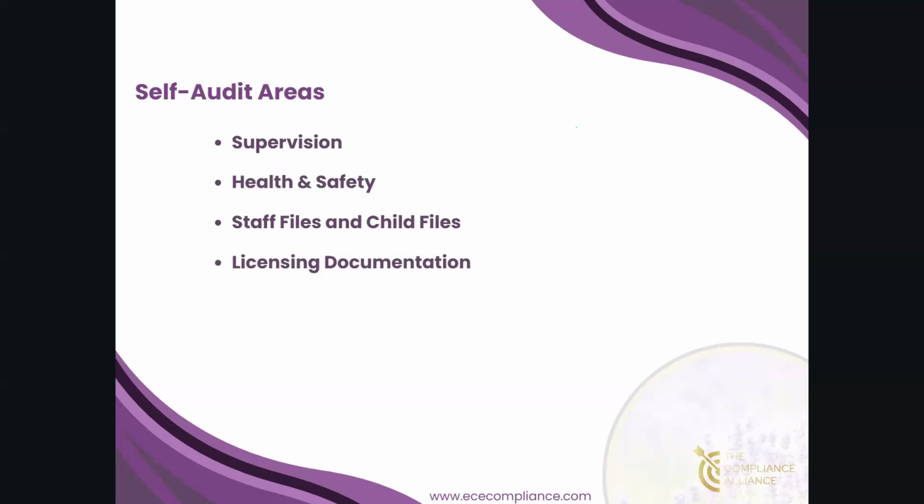The audit categories, just to take a quick look at those self-audit areas that I have listed, I have supervision, health and safety, staff files and child files, and licensing documentation. And again, yes, there's quite a bit of meat underneath all of those areas. But if we break it down to 4 main areas, those are the main areas that we need to check out at our campuses, that we need to know what's happening on a daily basis, that we need to have some type of pulse on, right?